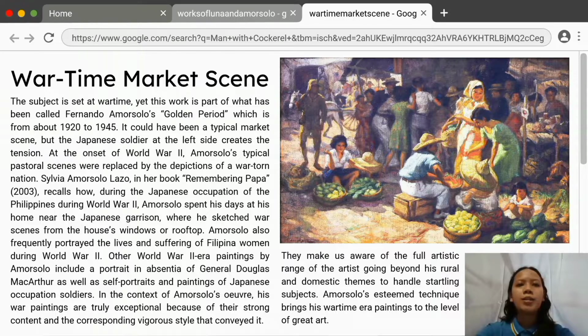Other World War II era paintings by Amorsolo include a portrait in absentia of General Douglas MacArthur, as well as self-portraits and paintings of the Japanese occupation soldier. In the context of Amorsolo's oeuvre, his war paintings are truly exceptional because of their strong content and the corresponding visual style that conveyed it. They make us aware of the full artistic range of the artist, going beyond the rural and domestic themes to handle startling subjects. Amorsolo's esteemed technique brings his wartime era paintings to the level of great art.